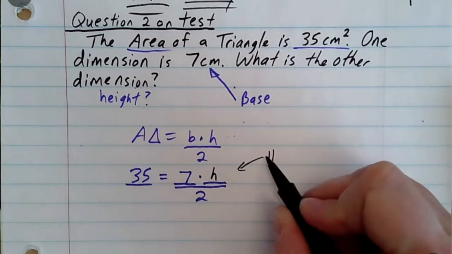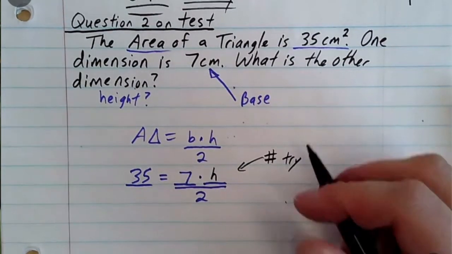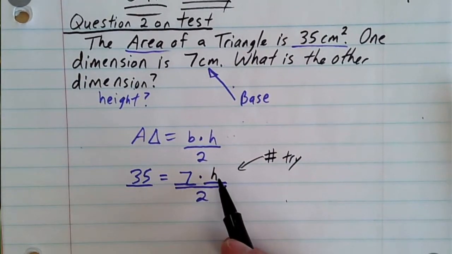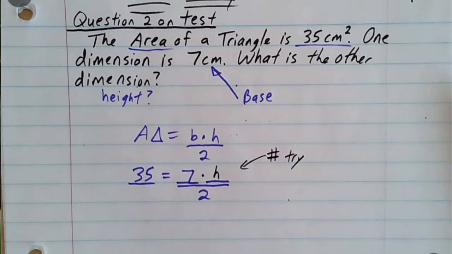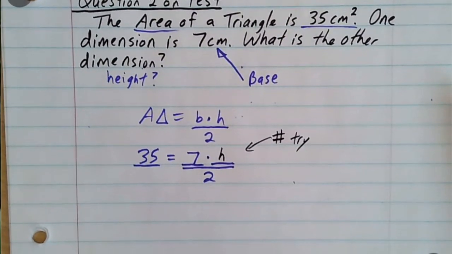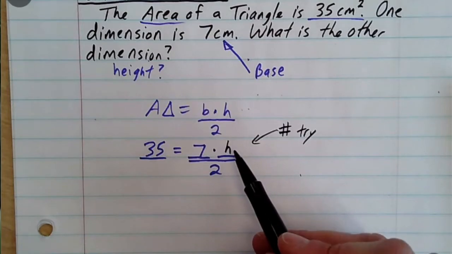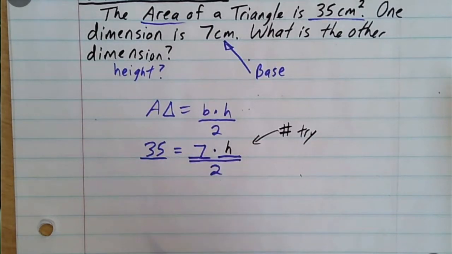This is where some people want to put a number in here, and they like to just start trying numbers: 7 times some number, divided by 2, to see which one works. The other thing you can do is try to solve for height. Some people see it and just start putting numbers in to try. Some people don't see it. So how do you solve this?